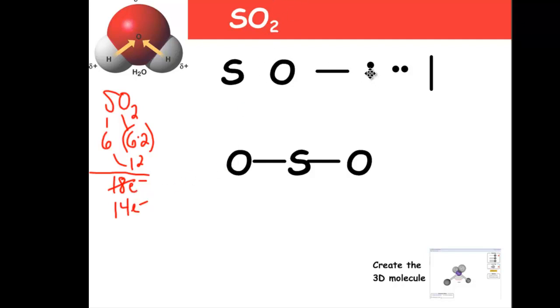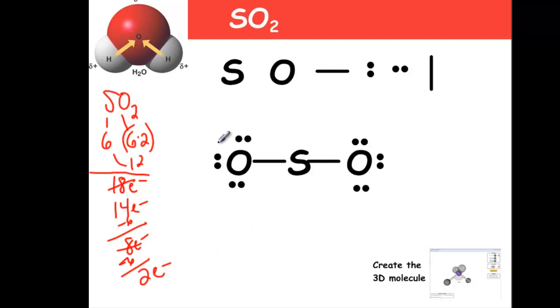Now the next step is to give the outer guys an octet. Neither oxygen's happy because they only have 2 in the bond, so they need 6 more. So I'm going to subtract those 6. That's 8 electrons. And now I'm going to put 6 over here. And that means 8 minus 6 is 2 left. I have 2 left. So where do I put them?